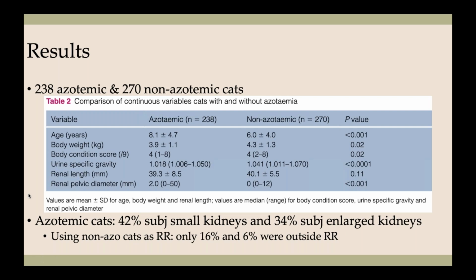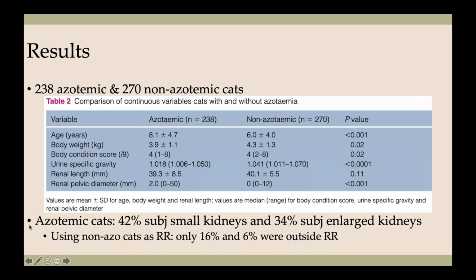And they ended up having about 238 azotemic and 270 non-azotemic cats that were enrolled in the study. You can see that the azotemic cats are older, and that's statistically significant. They are thinner as well. So whether or not that might play a role, since the control group is not age matched, age could be a factor as we develop more scar tissue as part of the aging process. They did find that the length of kidneys was not different between those cats with azotemia and those cats that weren't, but they did tend to have a more dilated renal pelvis compared to the non-azotemic cats.